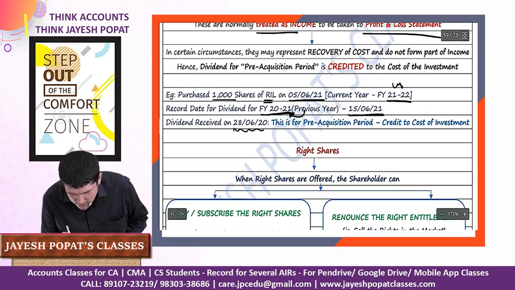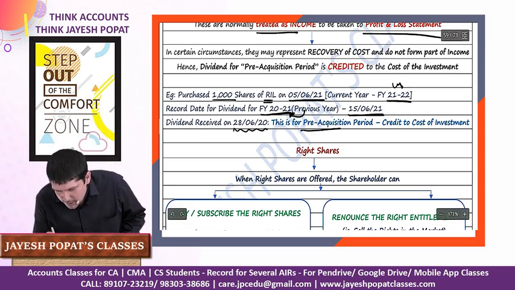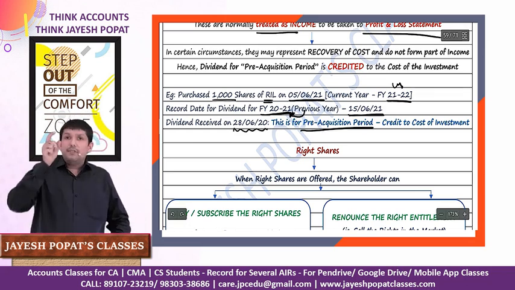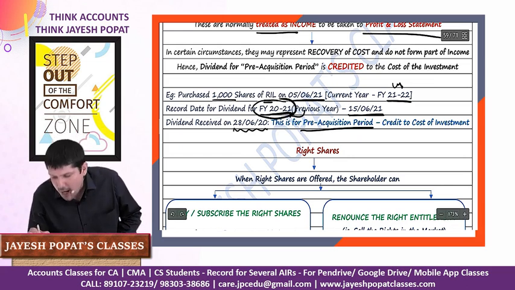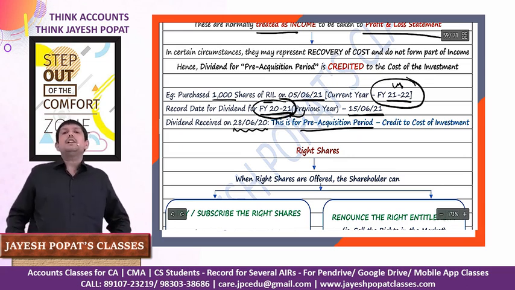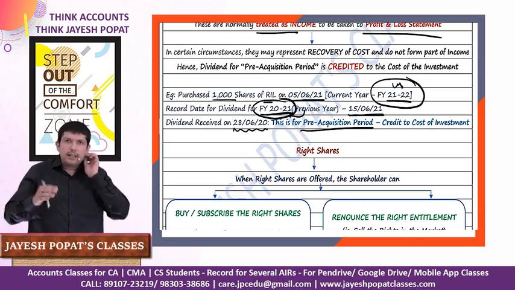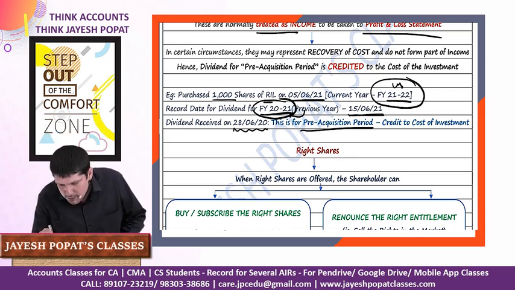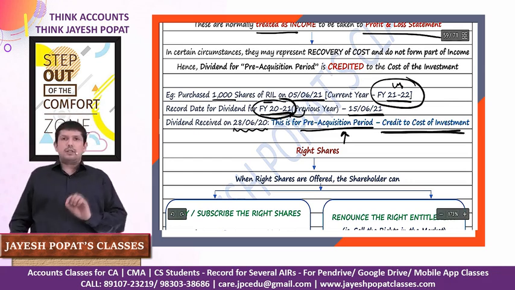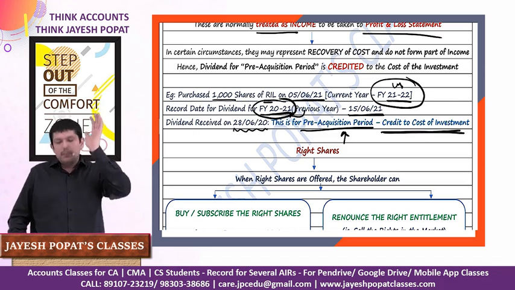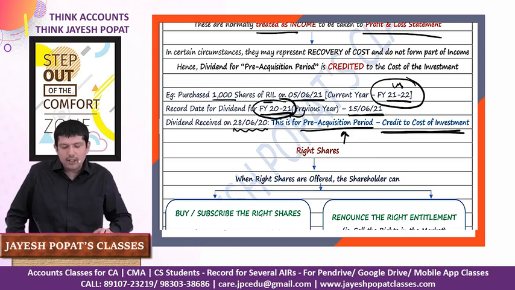I received this dividend on 28th of June 2020, right? This will be treated as pre-acquisition dividend because the dividend is from the profits of financial year 2021, but I became a shareholder in the financial year 21-22. By virtue of holding these shares on the record date, I have received this dividend. This will be treated as pre-acquisition dividend, and this dividend should be credited to the cost of the investment, right? So we will basically reduce the cost of the investment to the extent of the dividend which I have received.